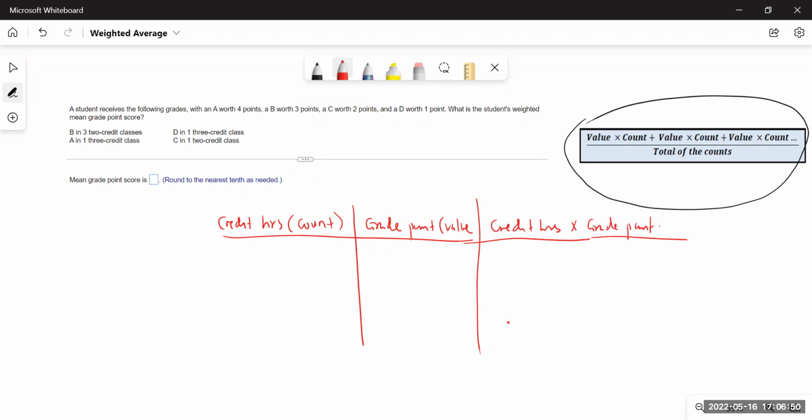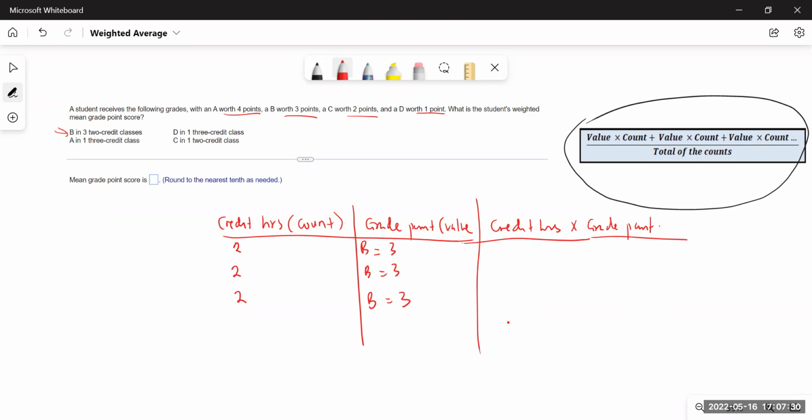So now back to the question. A student received the following grades with A worth 4 points. So if you score an A, that is 4 points. B is 3 points. C is 2 points. D is 1 point. And the student had a B in 3 2-credit classes. So you have 2, 2, 2. And in each of these 3 2-credit classes, the student scored a B. Okay, and a B is worth 3 points.